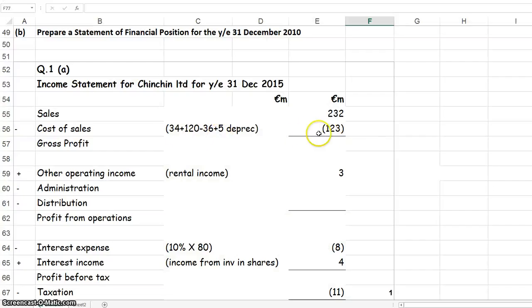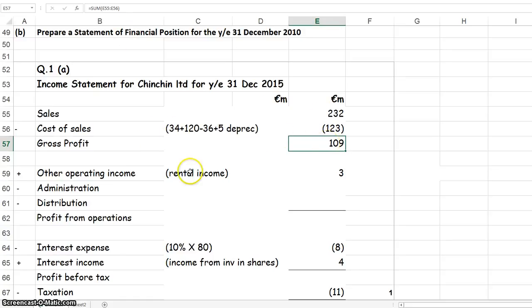Don't just put in a figure like that, because if you get it wrong, the examiner doesn't know how you came up with that figure. If you're pushed for time, you can do a simple working like that, and at least the examiner can say, yes, you got that right, but took away the wrong figure maybe, or didn't include depreciation. So you'll get marks for everything you do right. But if you put in one figure and show no workings, then it's difficult to get marks. So that's our cost of sales, and that just gets taken away to 109, our gross profit.